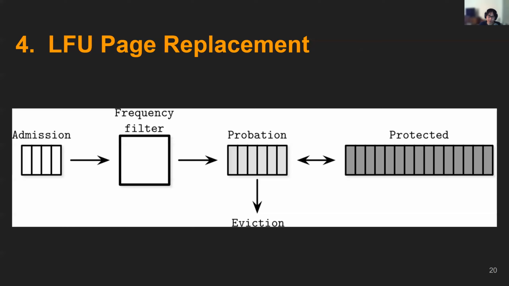In the book, they talked about a specific implementation called TinyLFU. It has three stages: admission, probation, and protected. But I don't think we need to go into the details of this one. Just understanding the general concept of how LFU works is enough.